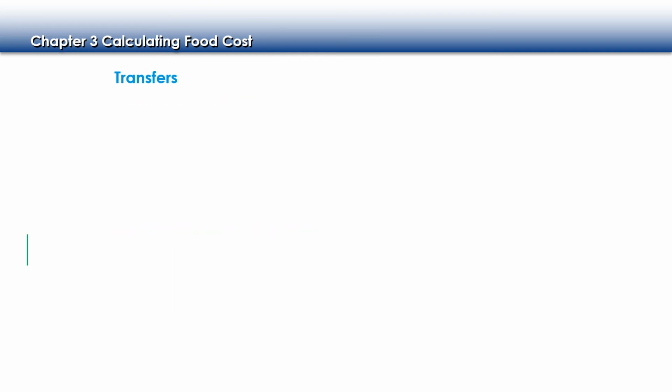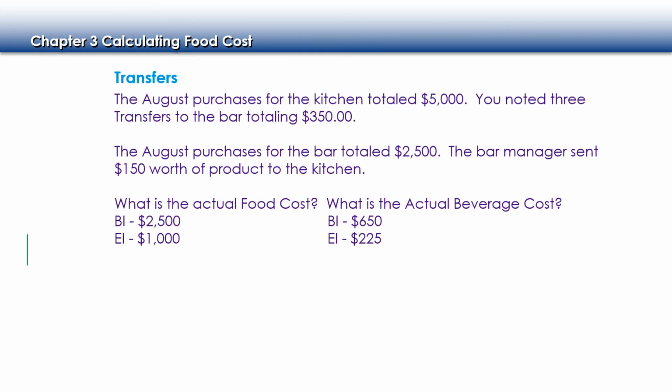So let's put some of this information into practice. Our August purchases for the kitchen totaled $5,000, and you noted 3 transfers at the bar totaling $350. The August purchases for the bar totaled $2,500. The bar manager sent $150 worth of product to the kitchen. So what is the actual food cost and what is the actual beverage cost? Because remember, we're going to transfer some items to and from.